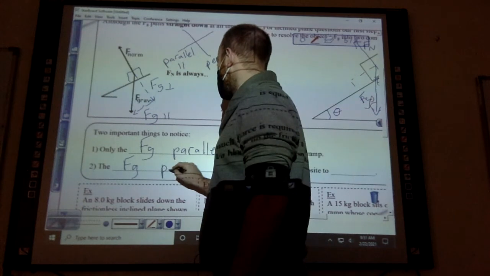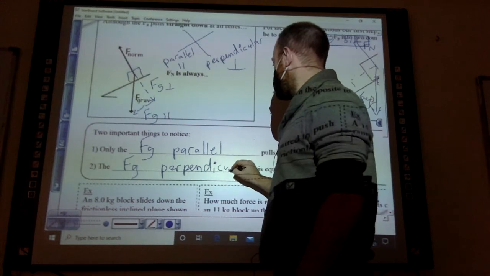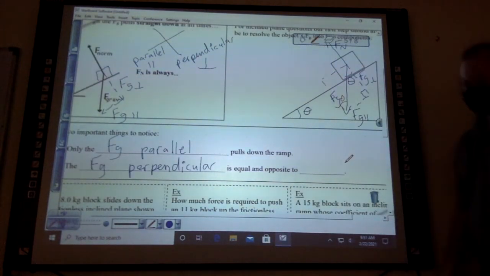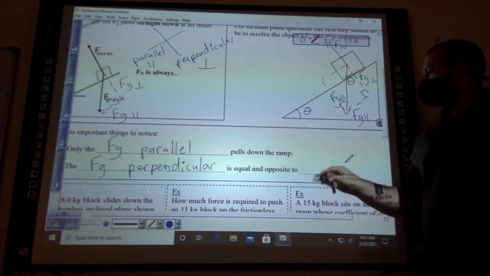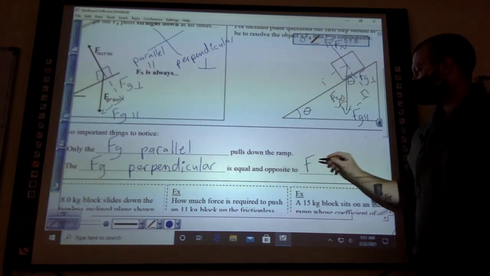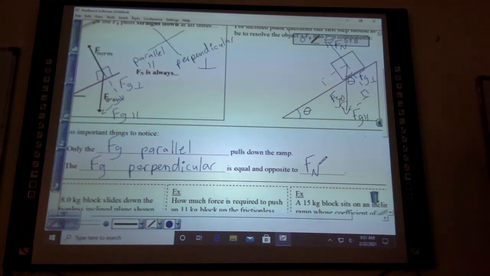So FG perpendicular is always equal and opposite to, well, it's not always equal to this. But in this case, FG perpendicular is equal to the normal force. There are cases where they're not going to be equal, and that's if you have another force pushing down onto the surface. But we'll deal with that at another point.